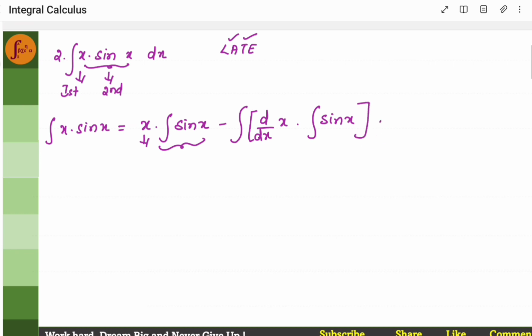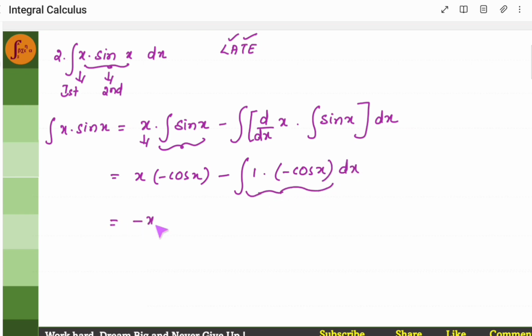And then dx. Now, what is integral of sine x? It's minus cos x. What is derivative of x? It's 1. What is integral of sine x? Minus cos x dx. Now, we need to find the integral of this entire thing. So, let's copy this as is. Minus x cos x minus, let's bring minus to the other side. So, it becomes plus. And what is integral of cos x? It's sine x and plus c. So, this is the answer.